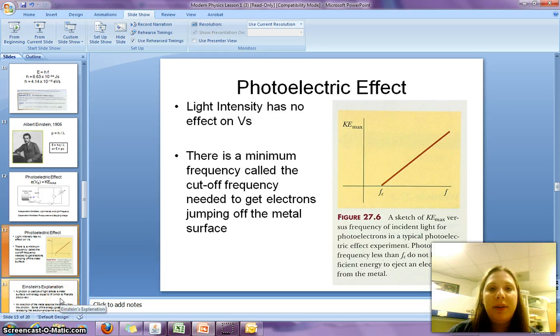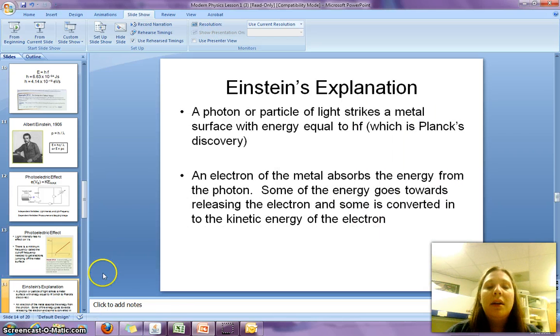So how does Einstein explain this? He said that a photon was a particle of light, and it strikes a metal surface with an energy equivalent to Planck's constant times frequency. This is what Planck discovered. And since photons have momentum, they therefore encounter an electron.